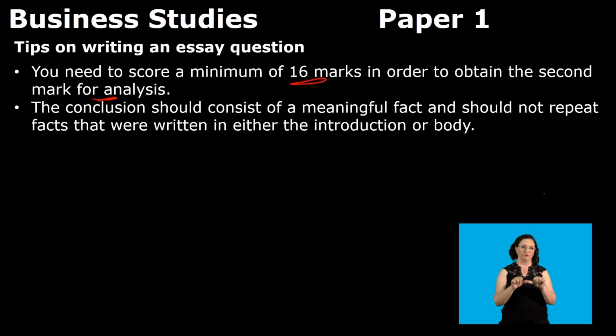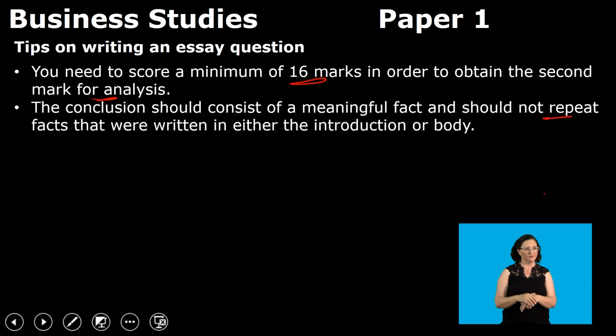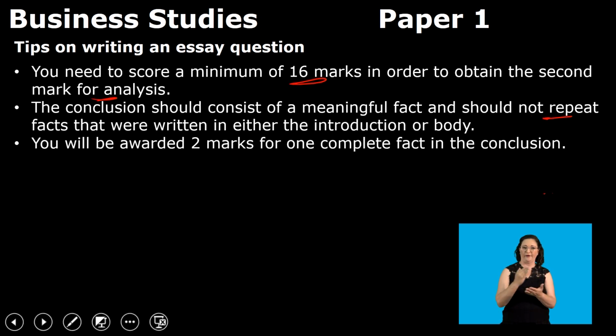I'm going to erase this so that we continue. I've basically given you a summary. The conclusion should consist of a meaningful fact and should not repeat facts that were written in either the introduction or the body. After writing all the 4 subheadings, the last thing is going to be your conclusion, and it consists of meaningful facts. Don't repeat information, don't be tempted.